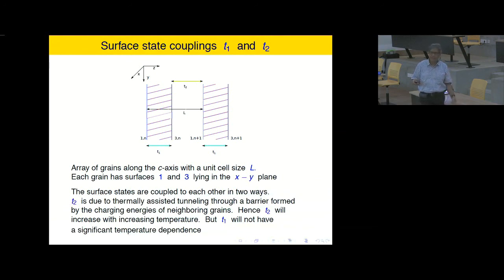So you'd expect that this would have a barrier given by the charging energies, because this is changing the number of electrons in the two grains, so there's a charging energy of the grains associated with this. And so this tunneling of an electron from this surface to that surface has a barrier, and you would expect that to have an activated form with respect to the temperature. So you expect T2 to increase with increasing temperature, e to the power minus some delta by kT. On the other hand, T1 is the coupling between the two surfaces of the same grain, so that doesn't change the number of electrons within that grain. So that should not have a really significant temperature dependence.